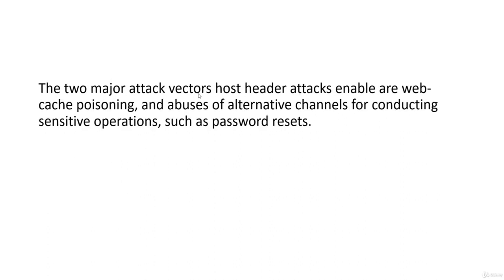The two major attack vectors that host header attacks enable are web cache poisoning and the abuse of alternative channels for conducting sensitive operations such as a password reset. So these are the major attacks that can be done with the host header. One is web cache poisoning, and another one is the password reset, which is basically the abuse of an alternative channel for conducting a sensitive operation. It is done with the arbitrary parameter. We'll see all about that in the upcoming lecture.